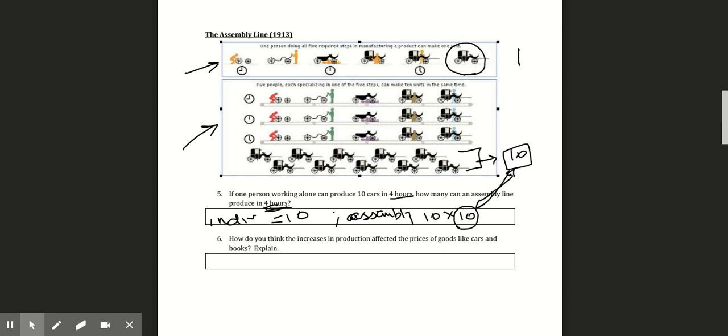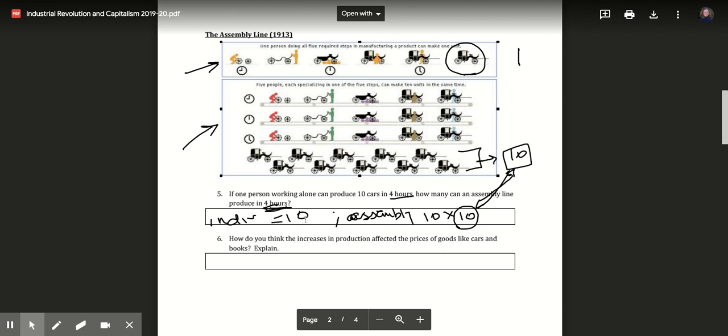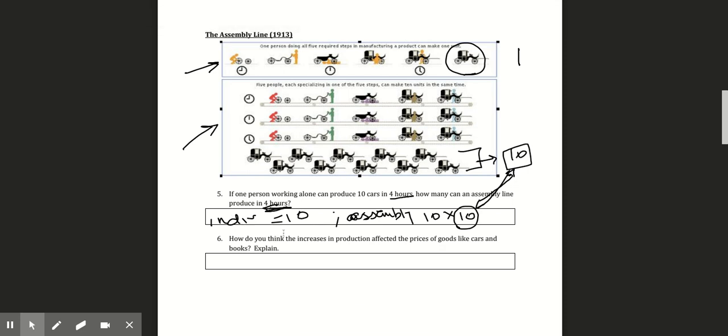units. And then the question is, if one person working alone can produce 10 cars in 4 hours, how many can the assembly line produce in the same amount of time? So the individual, I apologize for my scratchiness of writing, the individual can produce 10. That's a given in the first part of the sentence. The assembly line can produce the individual's amount times that same factor up here.